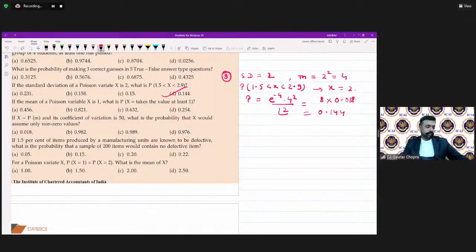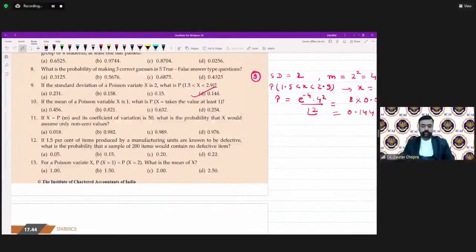All right. Great. Most of you have given the correct answer. Now, similarly, we can do next question, that is 10. If mean of a Poisson variable x is 1.